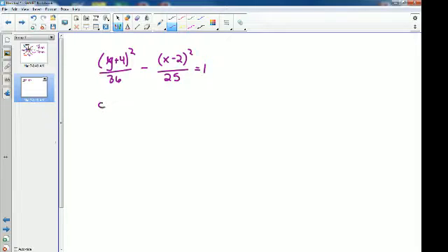Okay, what is the center then? x value 2, negative 4. Oh wow, right, so be careful, I have to see the negative 4. Okay, what's the value of A? 6. B is 5. And what's C?